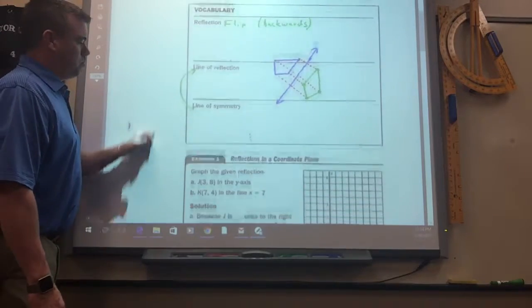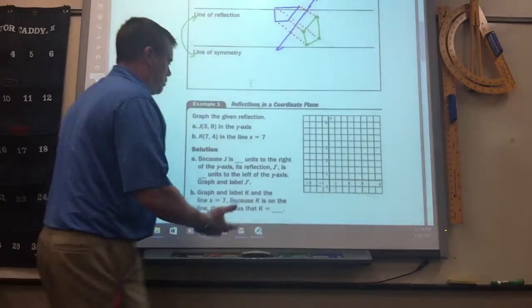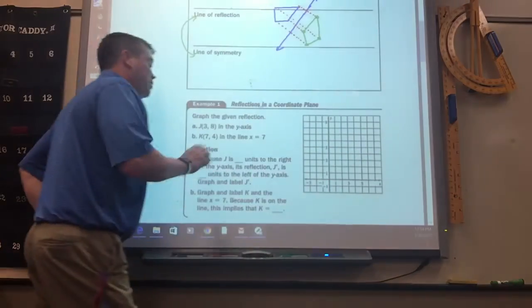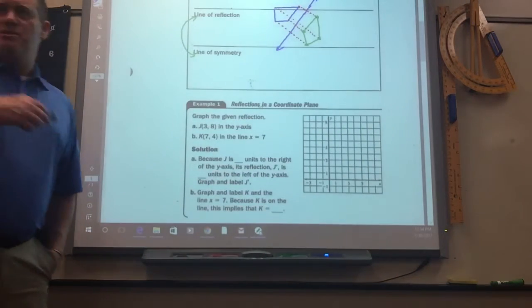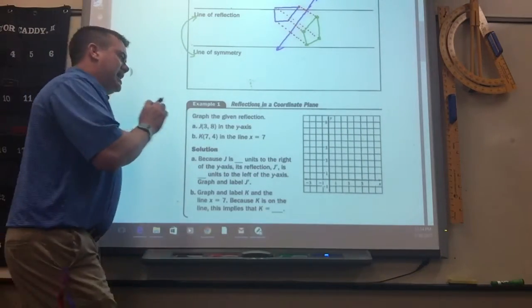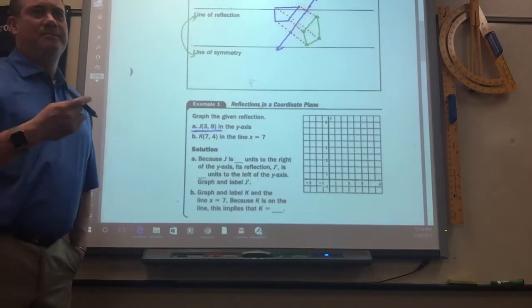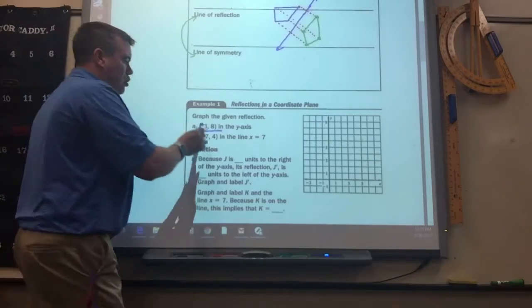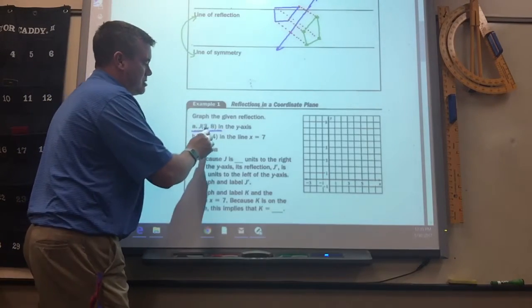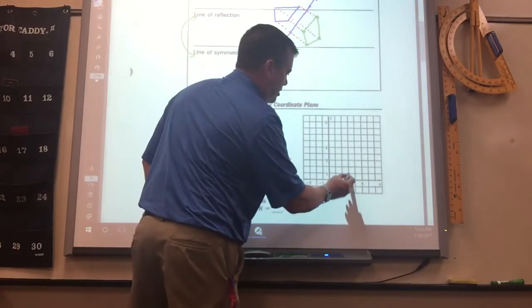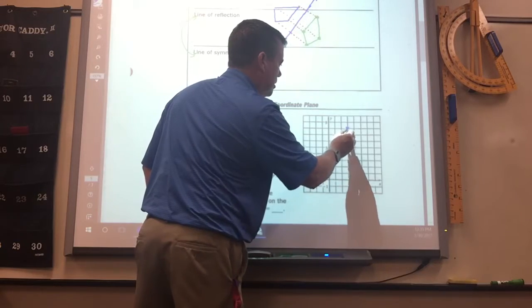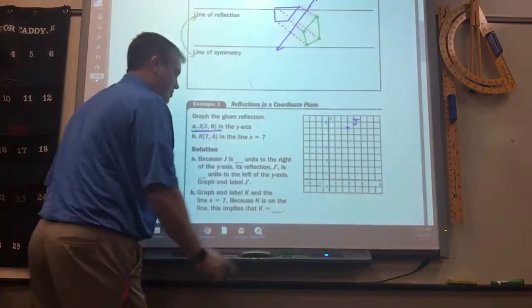Now, when we have it on a coordinate plane, which most of them are, when we take the test on this chapter, which we're just starting the chapter, so it's a ways away, they have these exact same problems like this on the test. You got to plot this point. J is 3, 8, so you go over 3, up 8, and just label it J.